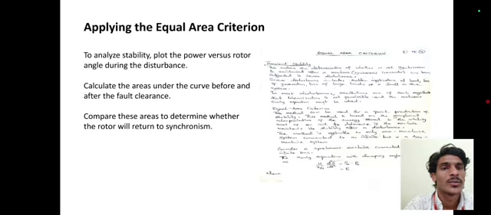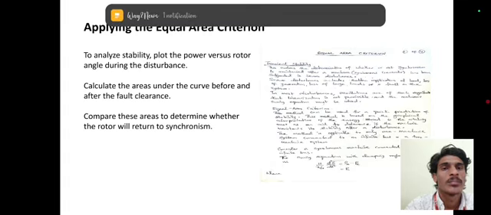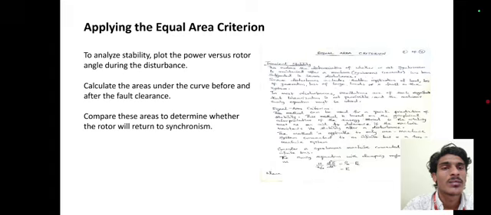Applying the equal area criterion. To analyze stability, plot the power versus rotor angle during the disturbance, and calculate the areas under the curve before and after the fault clearance. Compare these areas to determine whether the rotor will return to synchronism.